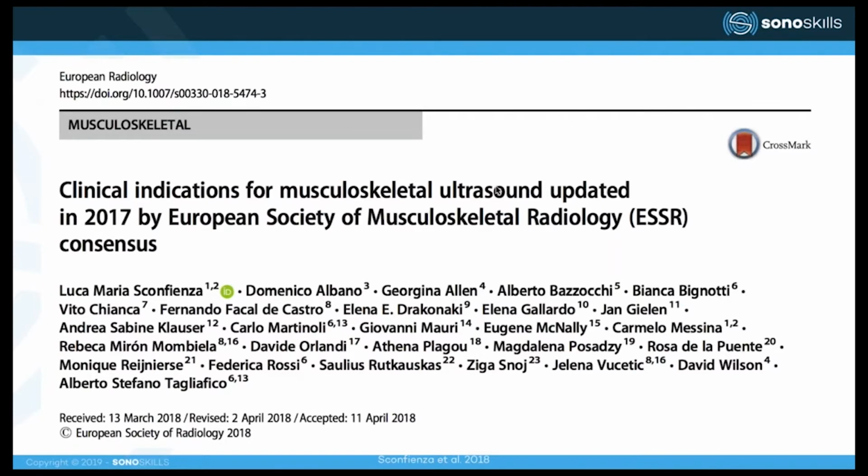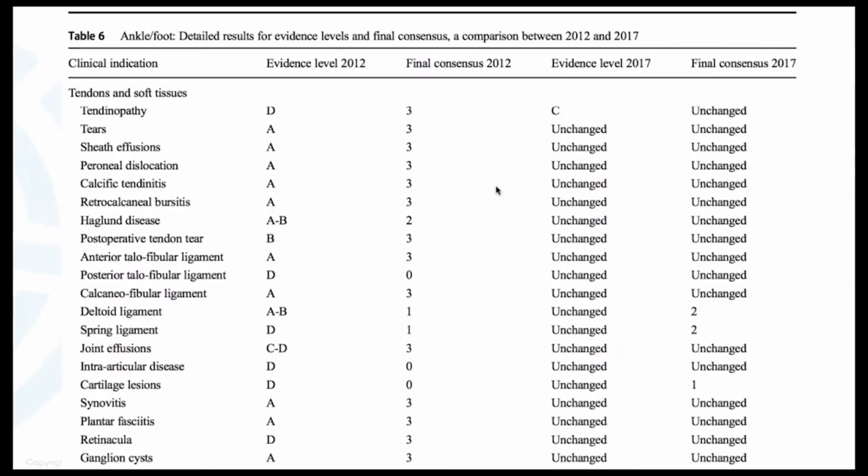Before we do that, I also want to show you this article. I think this is a really good article written by lots of radiologists, all part of the European Society of Radiology, and they are also part of the ESSR. In 2017 they made an update of their article, a consensus statement on which tissues in the ankle joint do make sense to test with ultrasound and which actually don't make sense. For example, this table, which you can see here, they did a consensus in 2012. They revised it in 2017.